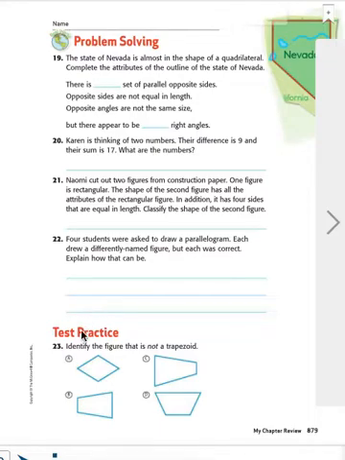Okay, here's our last one. It says, identify the figure that is not a trapezoid. Now, a trapezoid is a figure that eventually, if I draw the lines, they're going to touch. The example was the Eiffel Tower. Right at the beginning of this chapter, I showed you a picture of the Eiffel Tower, and there was a piece that was a trapezoid. So it looks like those are going to touch.